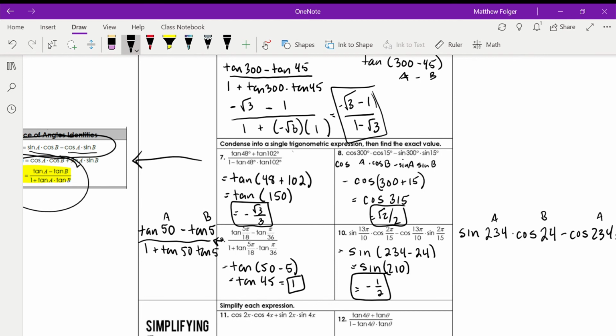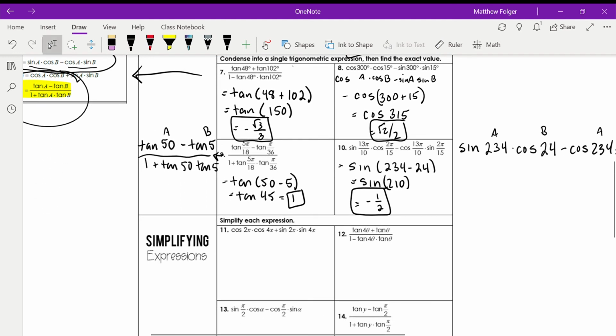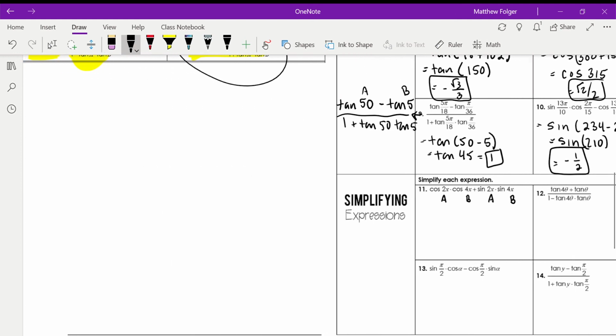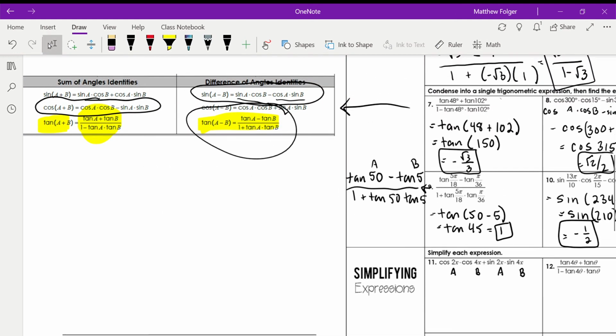All right, so now the last thing that we're going to talk about is what if they're not just numbers, what if they're letters? Well, the process is exactly the same. It's actually, believe it or not, a little bit easier because you don't actually have to solve anything. You just have to simplify it. So look at this one. Let's call 2x A and let's call 4x B. So this is cos A times cos B plus sine A times sine B.